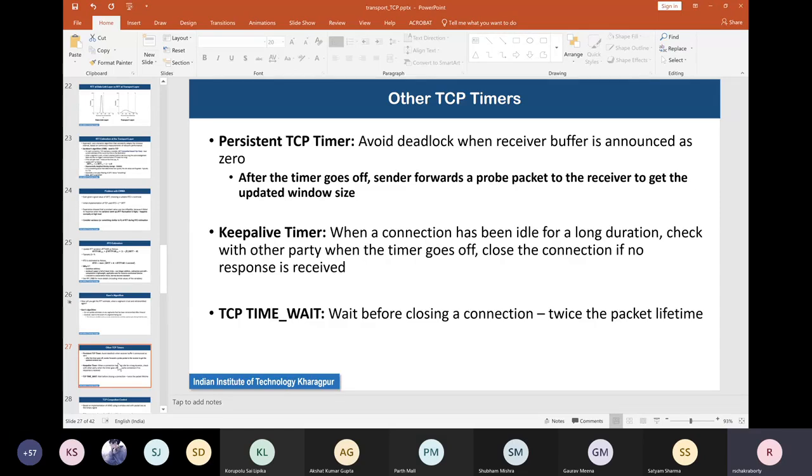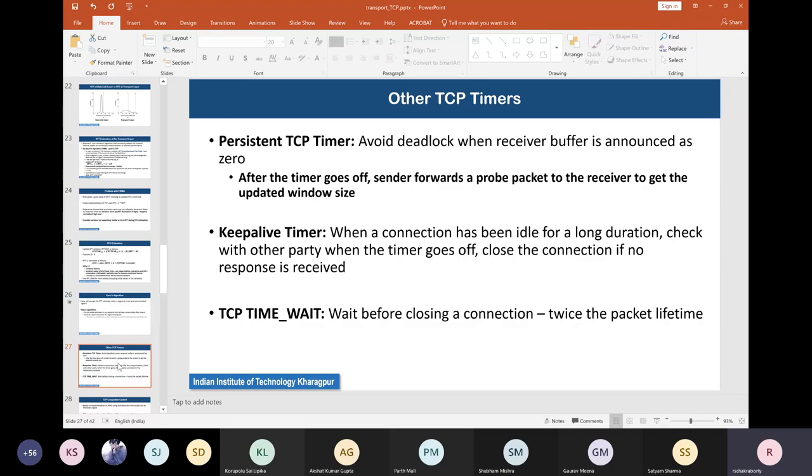And when this timer goes off, the sender forwards a probe packet to the receiver to get the updated window size. It just pokes the receiver, maybe with a 0 size data packet or a very small packet, 1 byte of data or something, and asks the receiver, hey, what happened to you? You are not sending me any window update. It cannot send any data because it knows that the window size is 0. So it just sends a header only TCP packet asking the receiver, please react to me. Please let me know what is happening.